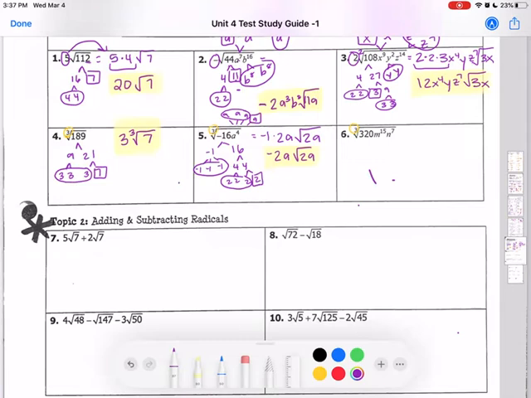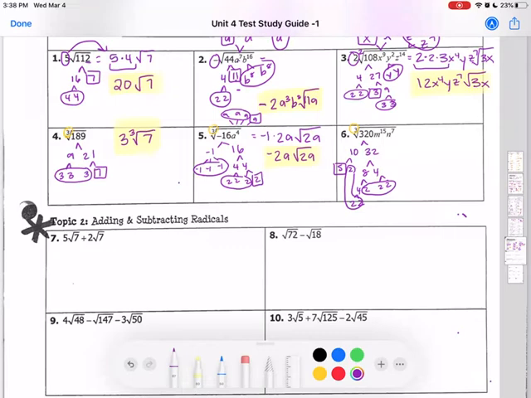Looking at number 6, I'm taking the third root of 320, m to the 15th, n to the 7th. So 320, I can divide by 10, and I get 32. 32 can be divided by 8 to get 4. 10 can be 5 and 2. 8 breaks into 4 and 2. And then 2 and 2. So I'm looking for groups of 3, and I can break this down. So I have 1, 2, 3, 1, 2, 3, and a leftover 5. So I'll be able to take out 2 groups of 2.